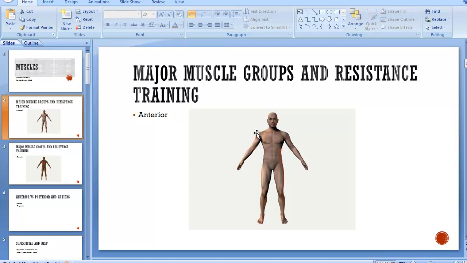The middle portion of the deltoid is used in abduction. So if I have a center line that cuts this person in half, and I take the arm away from that center line, that's abduction. If I bring it back towards the center line, that's adduction. So you're abducting the arm away, or you're adding it back. It's a good way to remember it. That'll train the middle portion of the deltoid.